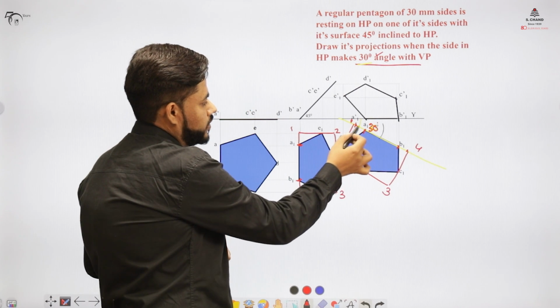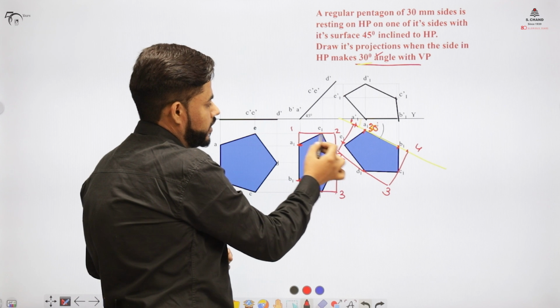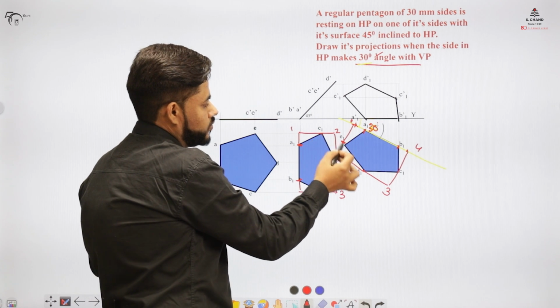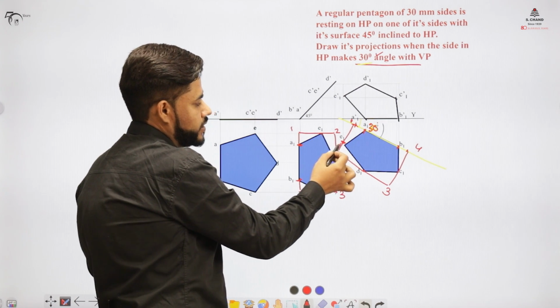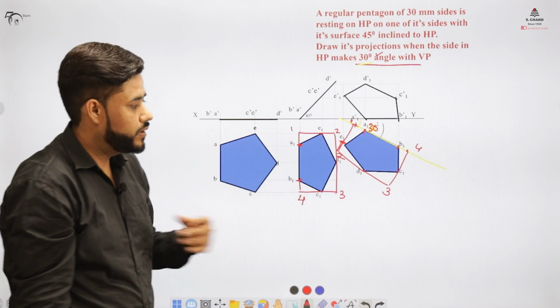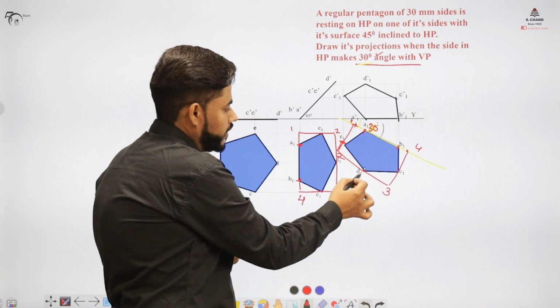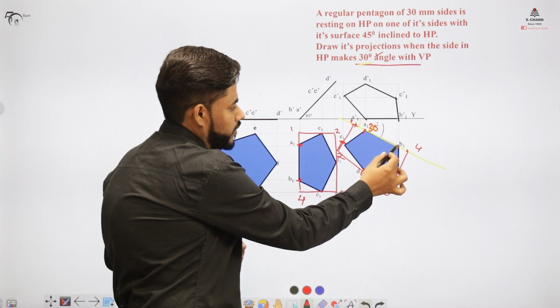And then open the same distances from 1 to E. 1 to E is this distance and 2 to E is this distance. So take the same distance and cut the arc. So you'll get the E point there. Similarly, you'll get the D point, C point and B points.